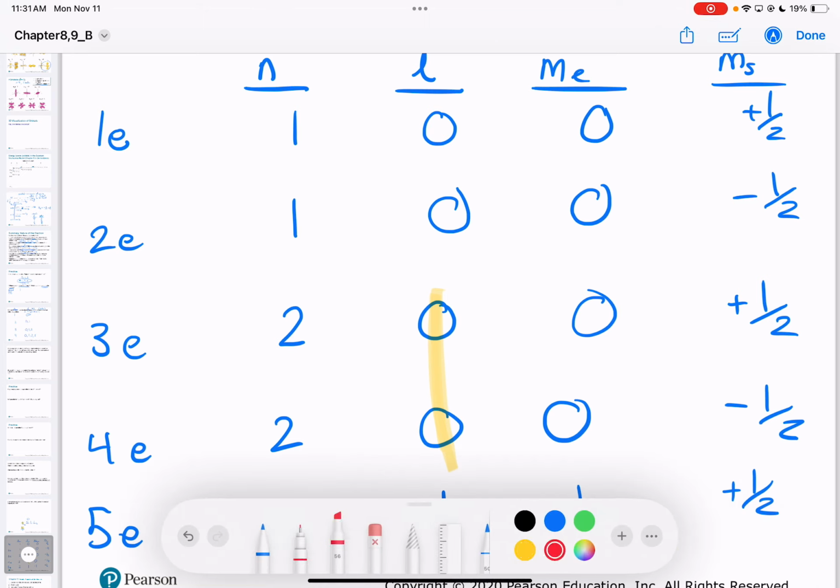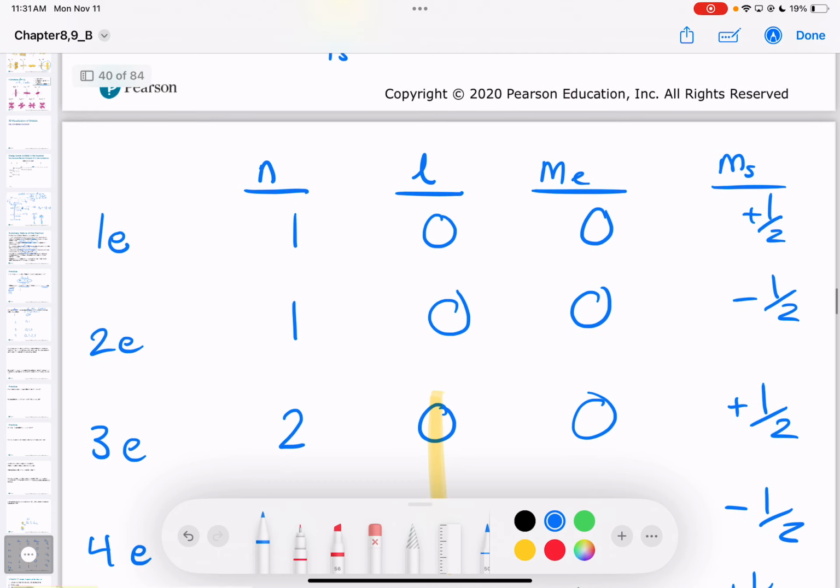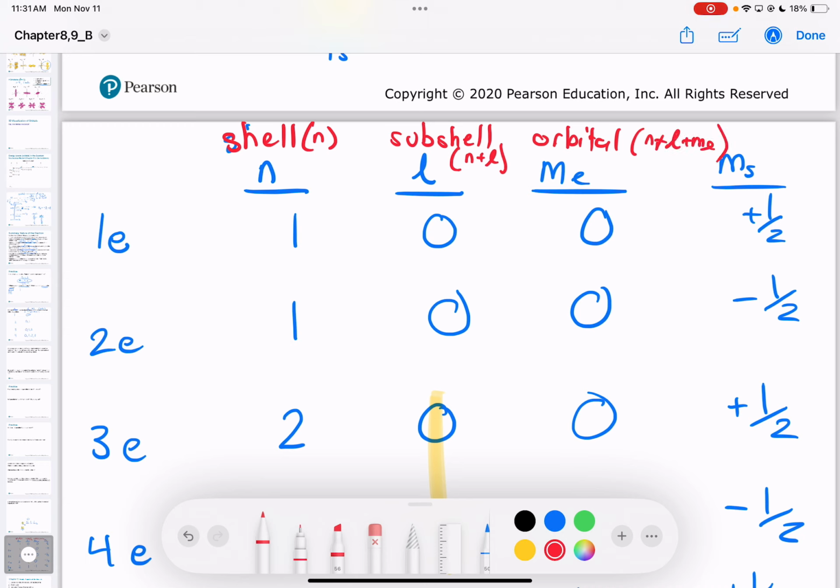So let me add those titles up here. This is the shell. I was trying to do that in a different color. This is the shell. Putting N and L together would be the subshell, and then putting all 3 of them together would be the orbital. Shell is N, subshell is N and L, orbital is N, L, and M sub L.